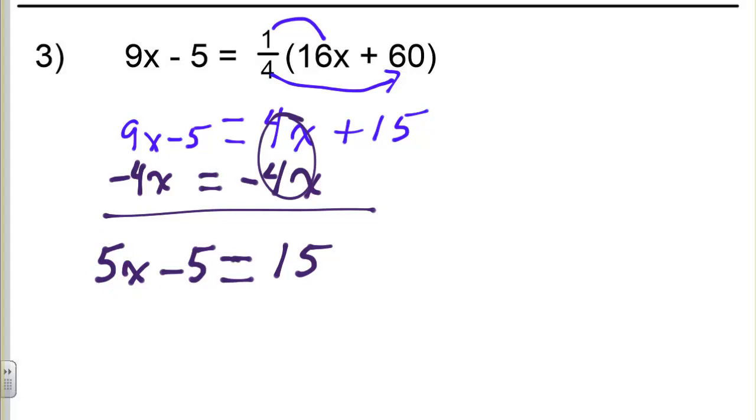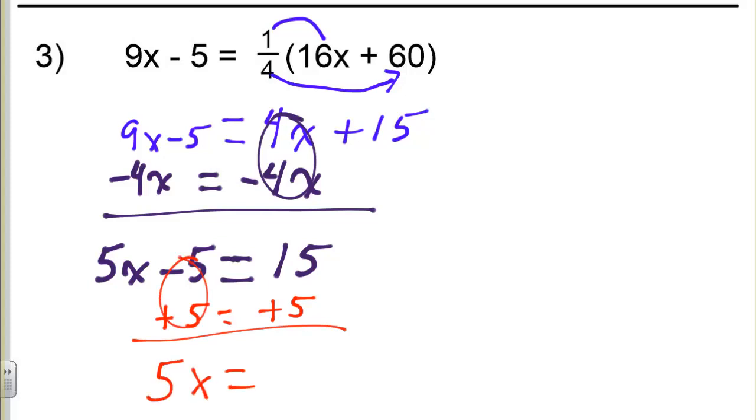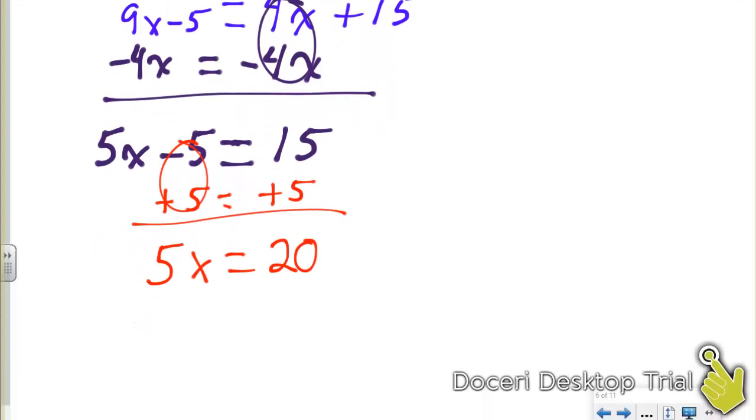So I'm going to undo the minus 5 by adding 5 to both sides. And this will give me a 0. 0 plus 5x is 5x. That's an identity again. And the right-hand side, 15 plus 5 is just simplified into 20. So I substitute that with a 20.